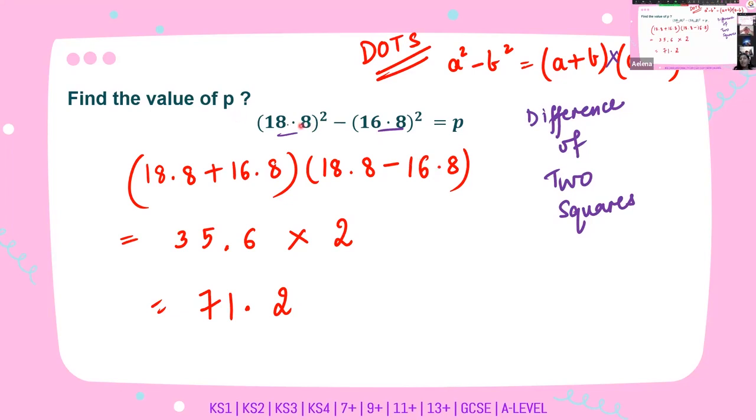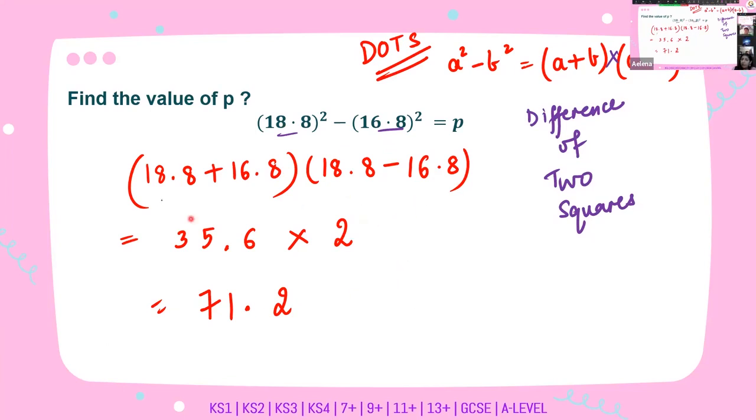If you're good at mental math and if you want to solve it directly, you want to do 18.8 square and then you do 16.8 square, you can do it that way as well. It's just longer. It will take you forever to do that. Not forever, I would say. But yeah, it would take your time, 3 minutes, 4 minutes.